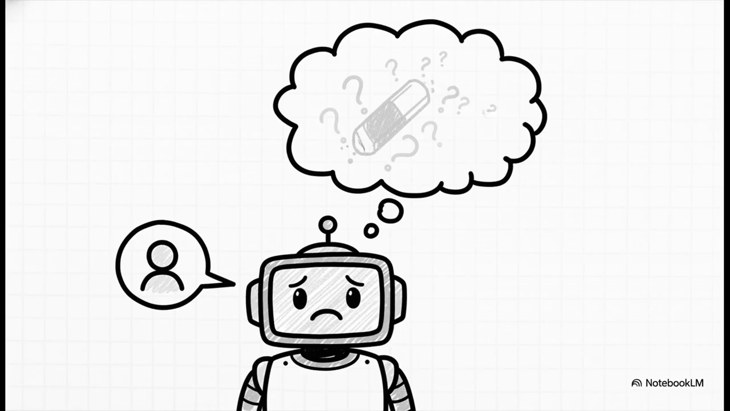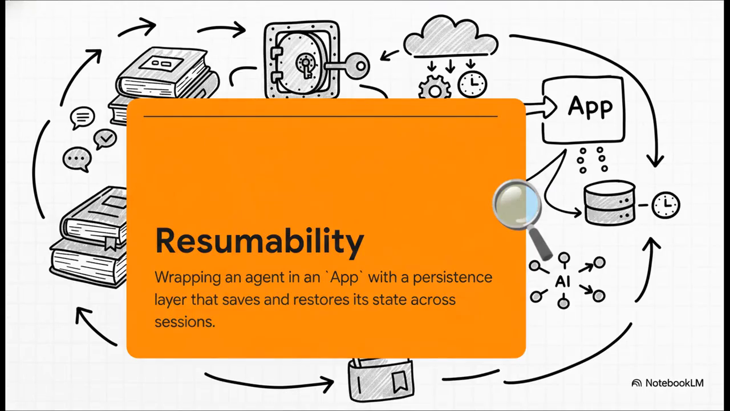It has zero memory of the past. And an agent with no memory, well, there's no way it could handle a workflow that needs to be paused and then resumed later on. It just can't work. So the solution to this amnesia problem is something called resumability.